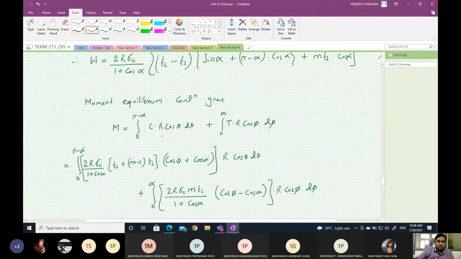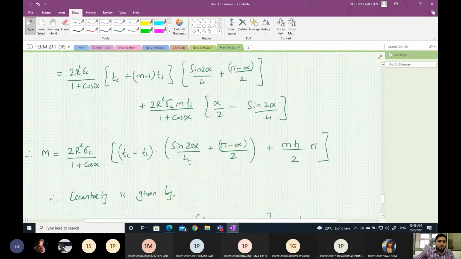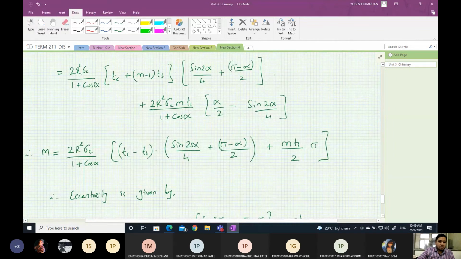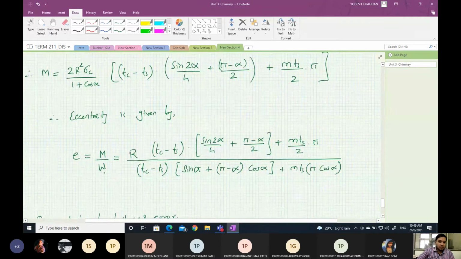So it will be c times r cos theta plus t times r cos pi. Now substitute the value of c and t, and then you integrate this, you will get the moment as 2r square sigma c 1 plus cos alpha tc minus th sin 2 alpha by 4 plus pi minus alpha by 2 plus m ts by 2 times pi, and eccentricity is given by moment by the vertical load, so that will give you this eccentricity.